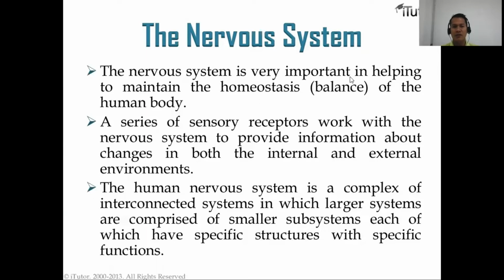It's because the nervous system is like the CPU in our computer, right? Without the nervous system, everything will not work. So this is the main frame. This is the CPU of our body, the nervous system, because it controls everything: the coordination, the maintenance, even the homeostasis, or the balance. Okay.